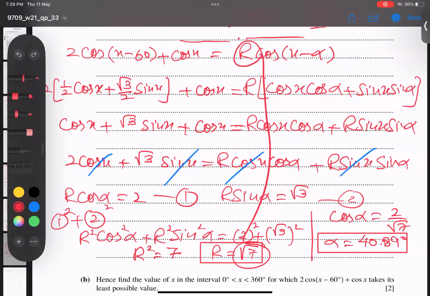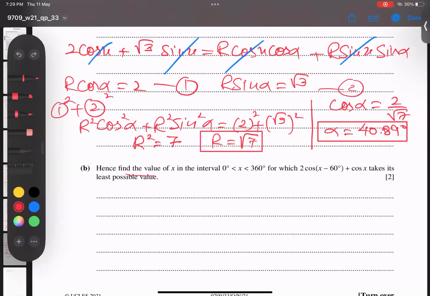And you know it very well, students, this is the same. See, look at here. Because he said find the x value for the interval of the first 4 quadrants for which this takes its least value. Very interesting. 2 cos x minus 60 plus cos x is the same, which I have on the top.